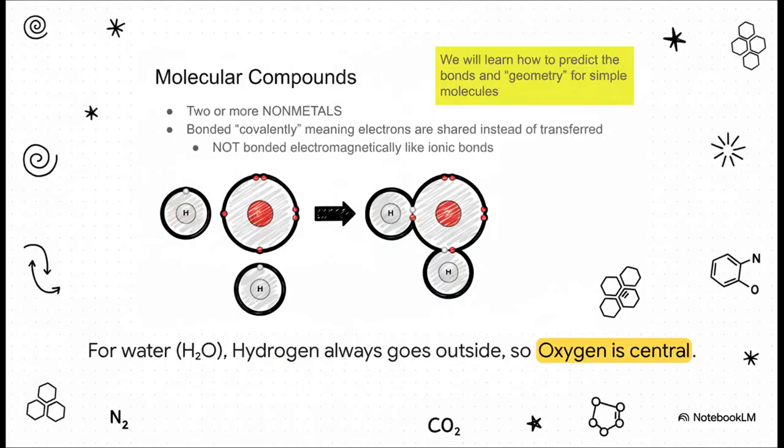So let's apply this to our water molecule, H2O. Well, we know our golden rule. Hydrogen has to be on the outside. That only leaves one other atom, so oxygen must be our central atom. So our skeleton starts with oxygen in the middle, and we just connect it with a single line, a single bond, to each of the two hydrogens on the outside.